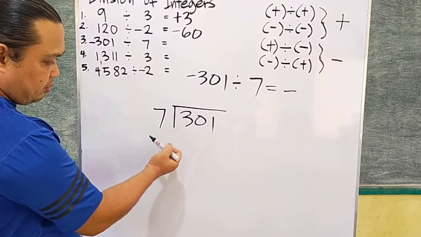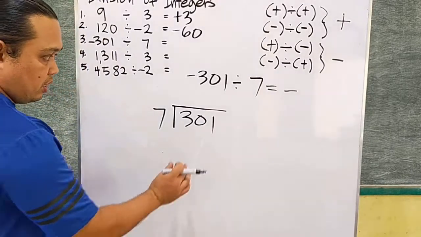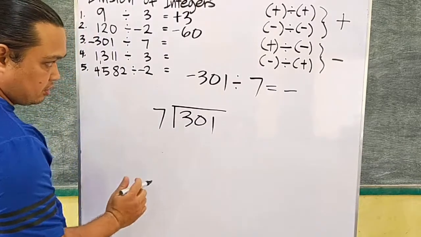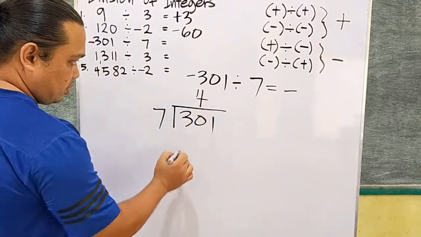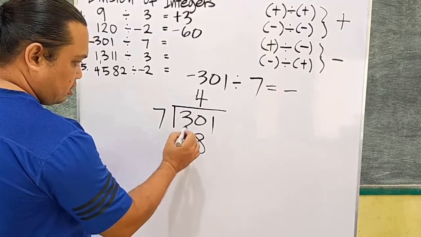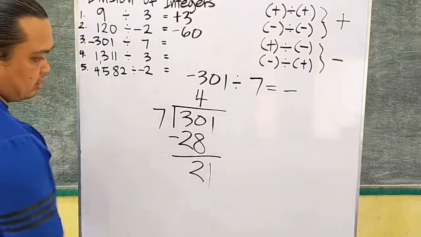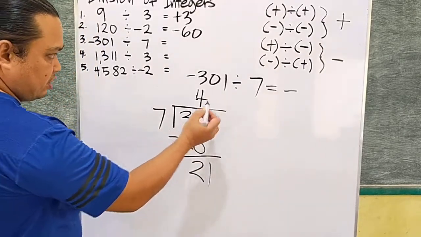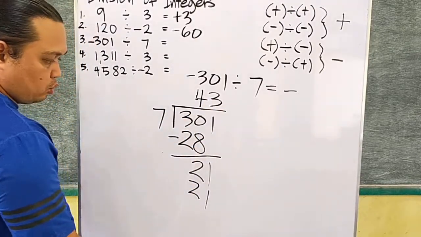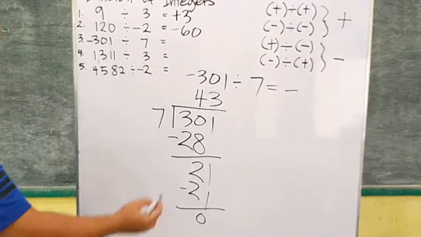Now, 3 divided by 7 cannot be, so 3 must add another digit so that we can divide. So it's going to be 30. Now 30 divided by 7 is 4, because 4 times 7 is 28. And if you subtract, 30 minus 28 is 2. Bring down 1. And 21 divided by 7 is 3. Now 3 times 7 is 21. And 21 minus 21 is 0. Therefore, our answer is 43.